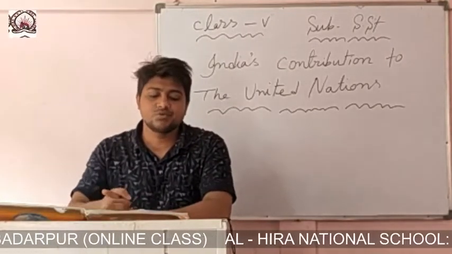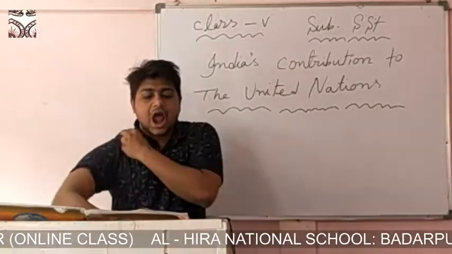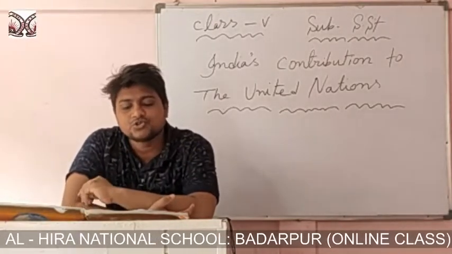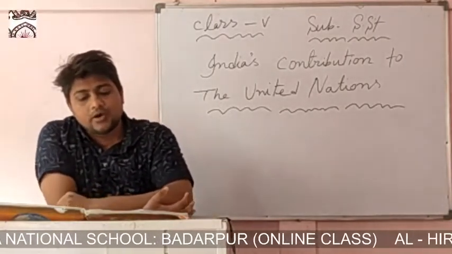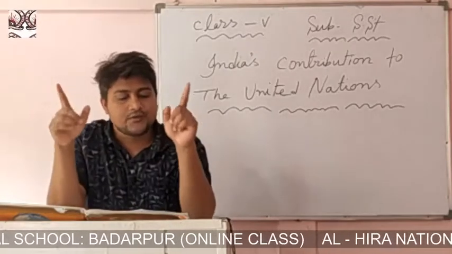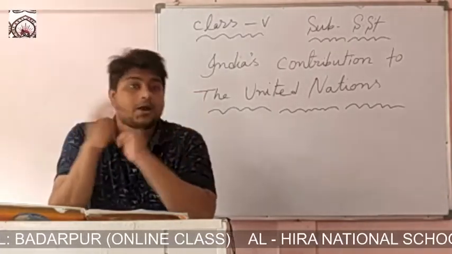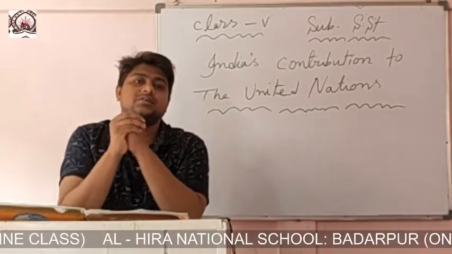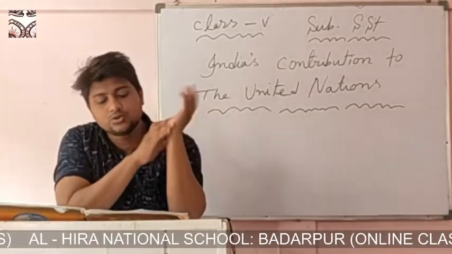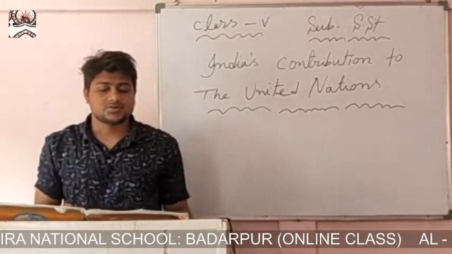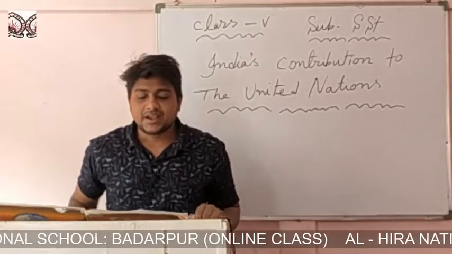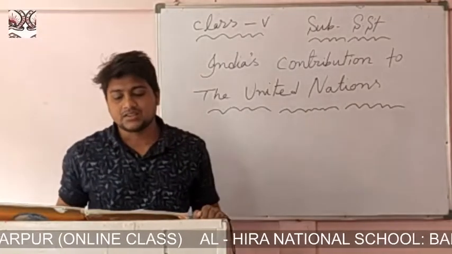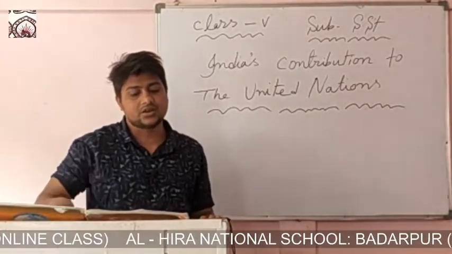Now, see the non-aligned movement. What is the non-aligned movement? See, after the end of the Second World War, in the year 1945, most of the nations of the world were divided into two factions, or you can say two superpowers, namely the USA and the USSR. One faction was led by the USA and another faction was led by the USSR.